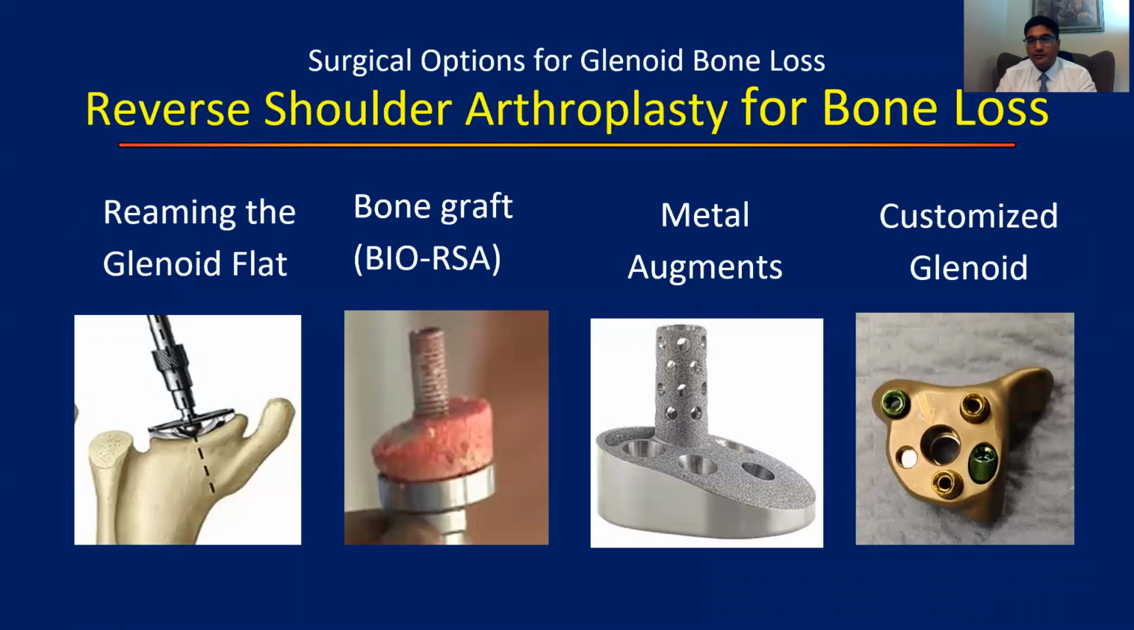So we have four options to address glenoid bone loss using reverse shoulder arthroplasty. First is to ream the glenoid flat. Second is to use a bone graft, popularized as bio-RSA. Third is to use an augmented base plate, or fourth, a customized glenoid.